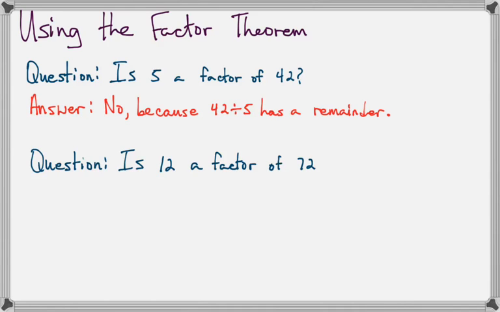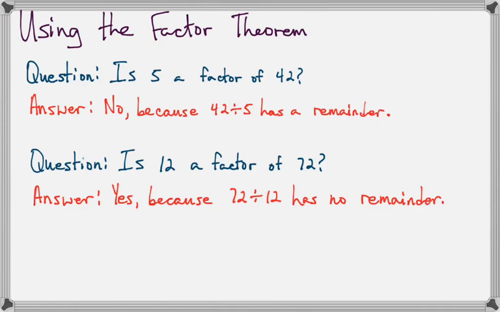If we ask is 12 a factor of 72, then we say yes, because 12 goes evenly into 72, because when you do 72 divided by 12, you don't get a remainder. So yes, 12 is a factor of 72. And so again, we see the connection. If you have no remainder, it means that whatever you divided by was a factor.